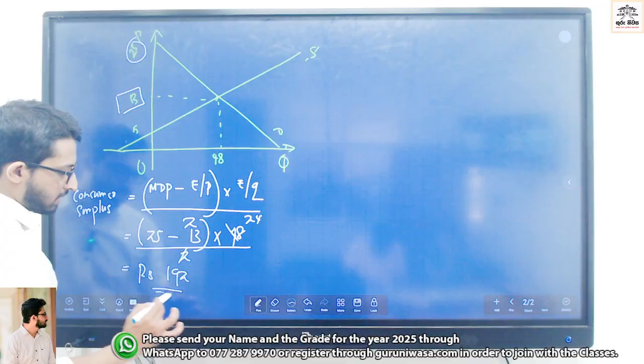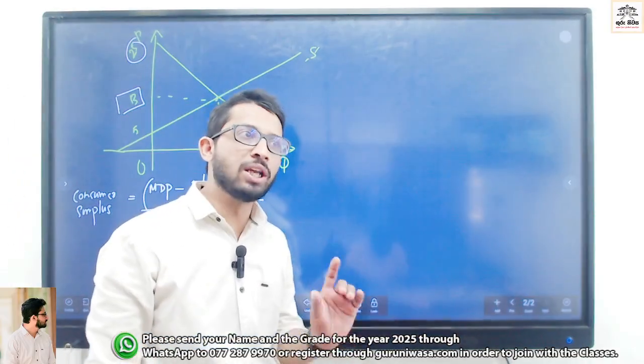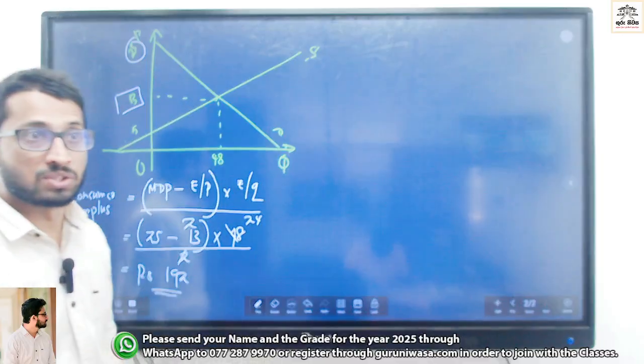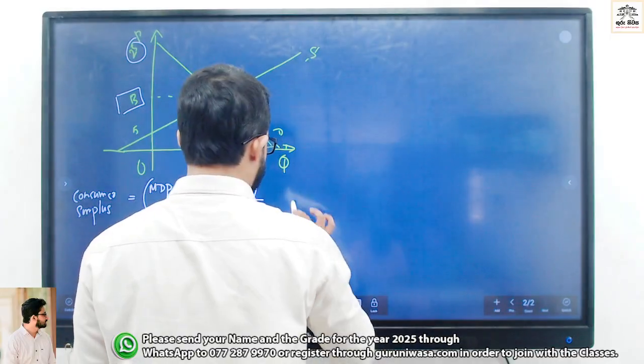Remember, Lamai, consumer surplus and producer surplus are both expressed in terms of monetary value. Monetary value means rupee or dollar, whatever, right? So not units. Next one, Lamai, producer surplus.